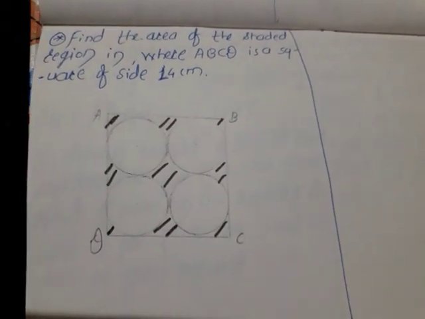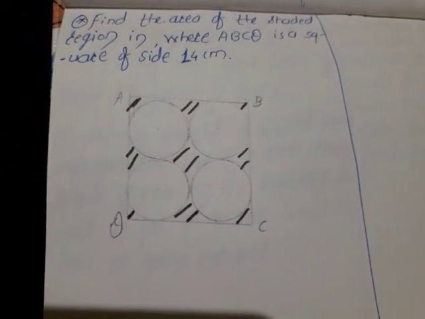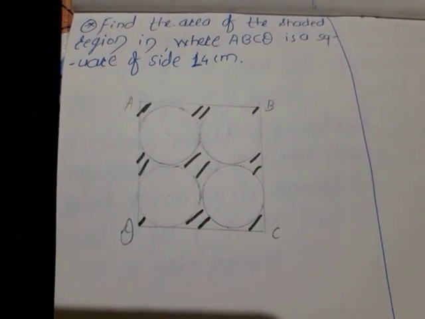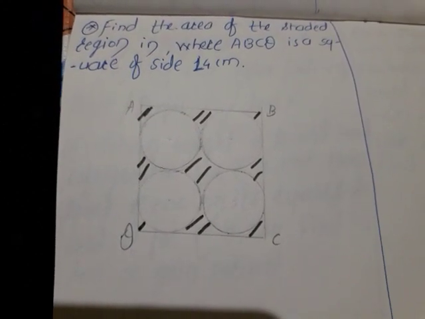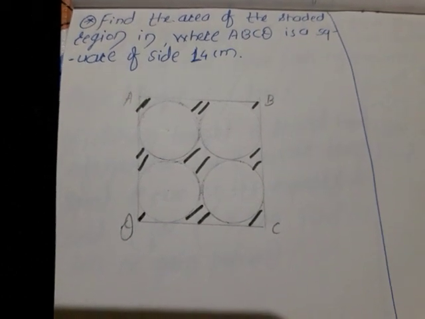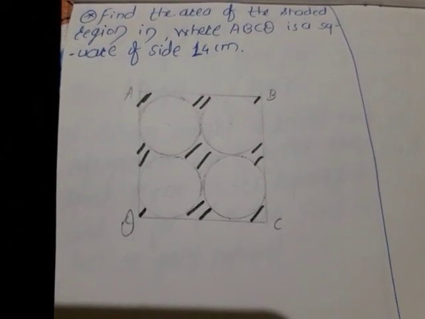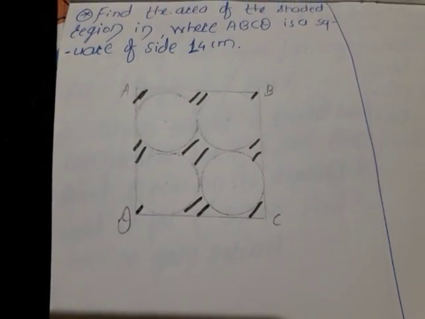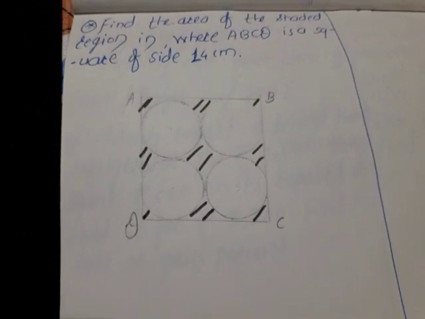Then how to find the area? After looking at this figure, some of you may have got an idea. We have to find the area of the square, then find the area of those 4 circles, and subtract the area of the circles from the area of the square. The remaining will be the shaded region. Do you understand? Then we will start the example now.